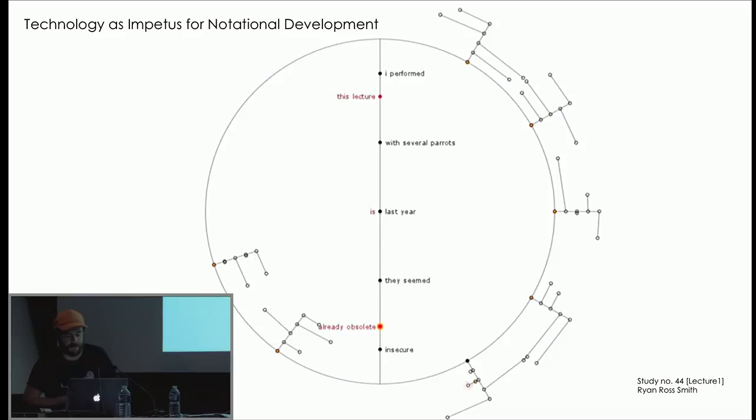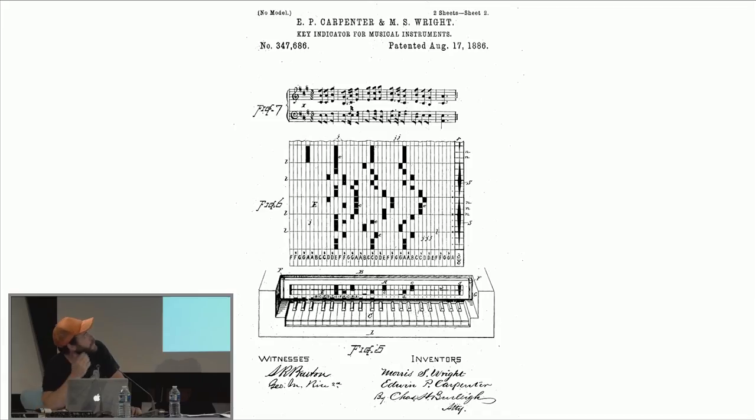Okay, so this first part, we'll come back to that piece, but some technological developments may enable the creation of new notational forms. Looking back to an example from 1886, what we have here is the key indicator for musical instruments, in which a large roll of paper was pulled past a metal bar, and these black marks up here would indicate the moments at which the student would press the key on the keyboard, and which key it is, by its vertical and horizontal location. The idea was to enable students to engage with musical practices without having an understanding of common practice notation.